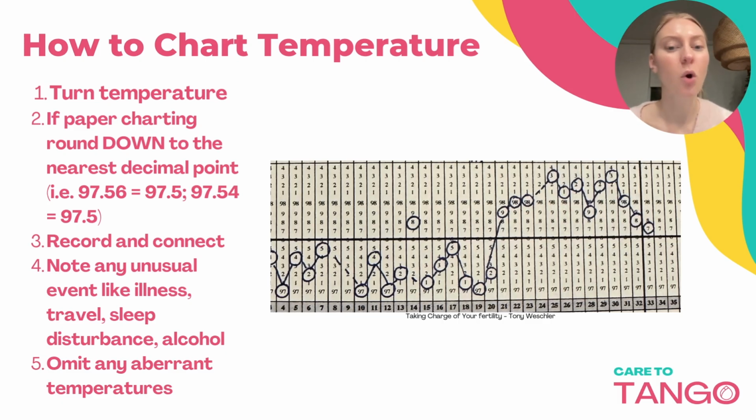And then next, we're going to record and connect. You can see on the image on the right, the numbers on the very bottom would be 97, and then the numbers above it are 97.1, 97.2, all the way up to 97.9. And then we have 98, and then the same thing with the numbers above, so 98.1, 98.2, and so forth. So you can see how on the bottom of the chart, we have the numbers in gray. So like day number 4, our temperature there would be 97 degrees. The next one we have is 97.4, and then we're going to circle them and connect them with a line just for an easy visual.